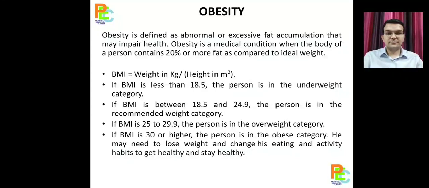If the result is less than 18.5, the individual is underweight. If the result is between 18.5 and 24.9, the individual is in the recommended weight category. If the result is between 25 and 29.9, the individual is overweight. Beyond 25 till 30 is overweight, and above 30 is the problem. We call them obese people. These are the individuals who are suffering from obesity.